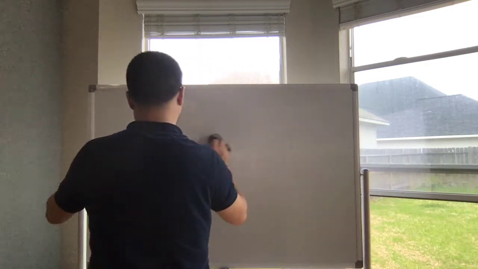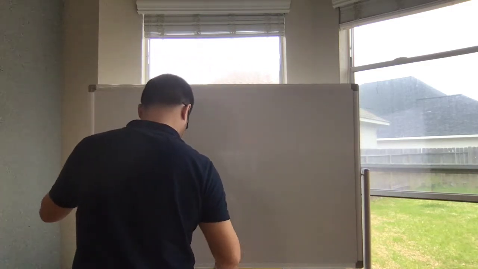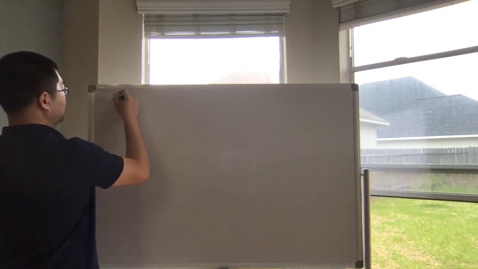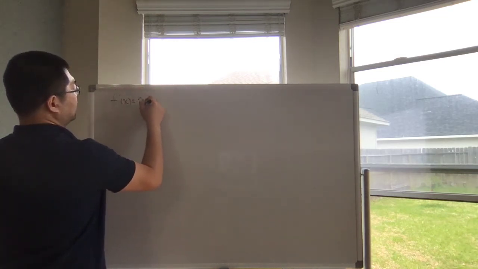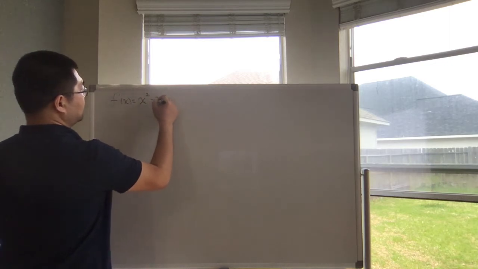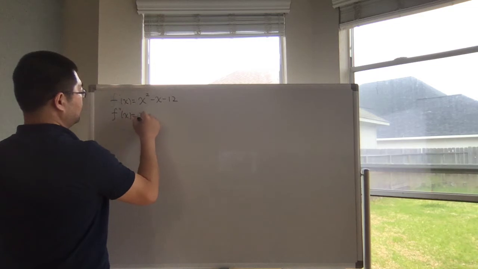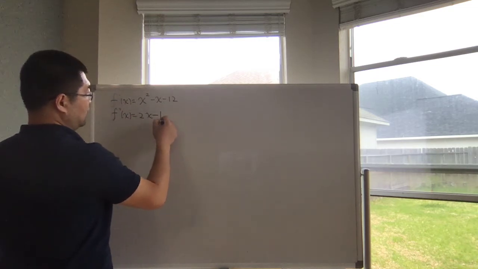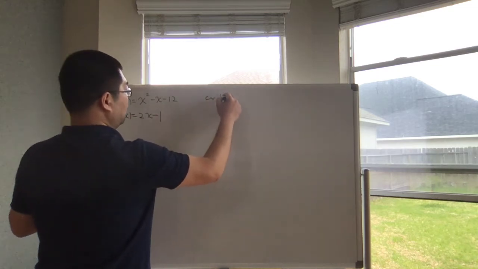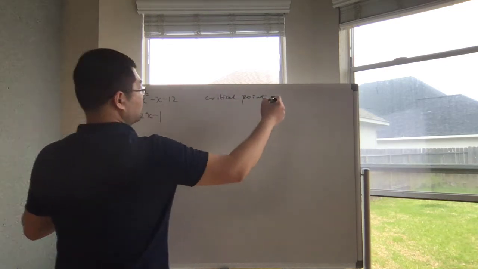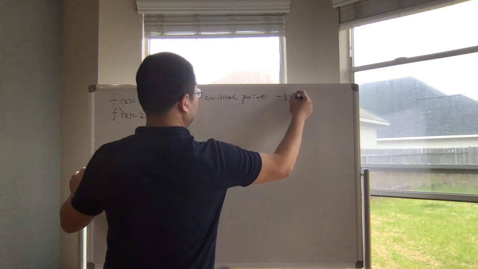Okay. So let me write. The first derivative is x squared minus x minus 12. The second derivative is 2x minus 1. The critical points in our problem are -3 and 4.